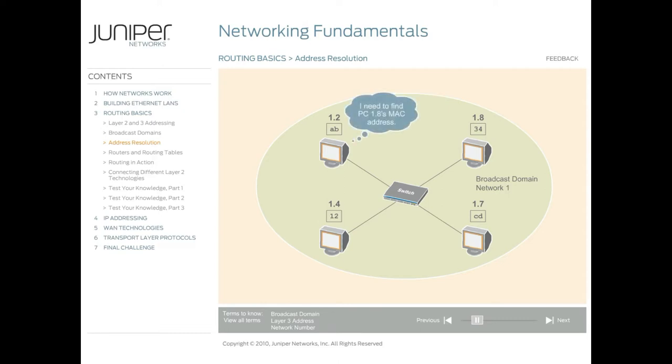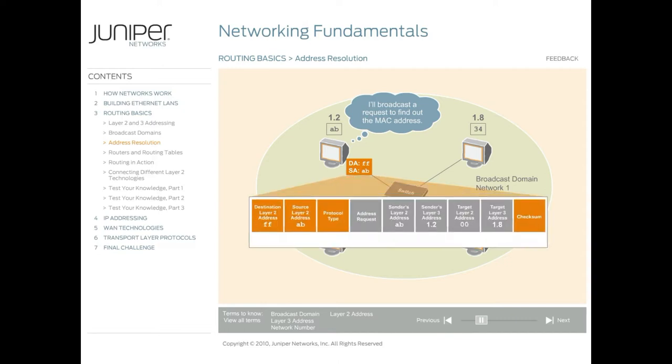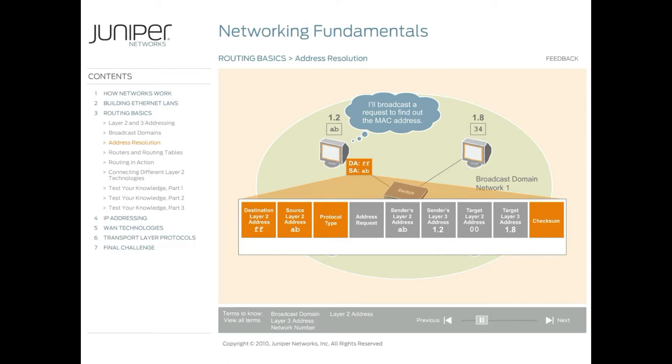Next, even though PC 1.2 already knows 1.8's Layer 3 address, it must determine 1.8's MAC or Layer 2 address. It does this by sending a Layer 2 broadcast frame to every device in the broadcast domain requesting 1.8's MAC address. This request has a special format, which includes the sender's MAC address, the sender's Layer 3 address, the target Layer 3 address, and 00 for the target MAC address indicating that the target MAC address is unknown.